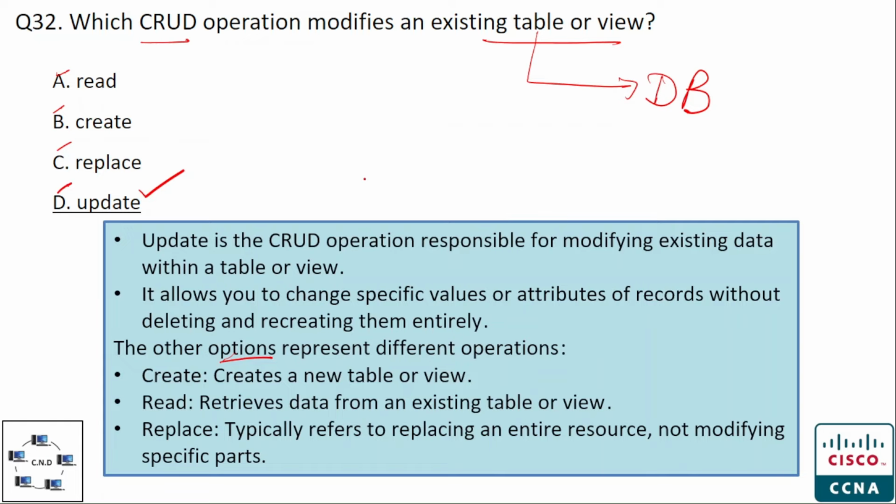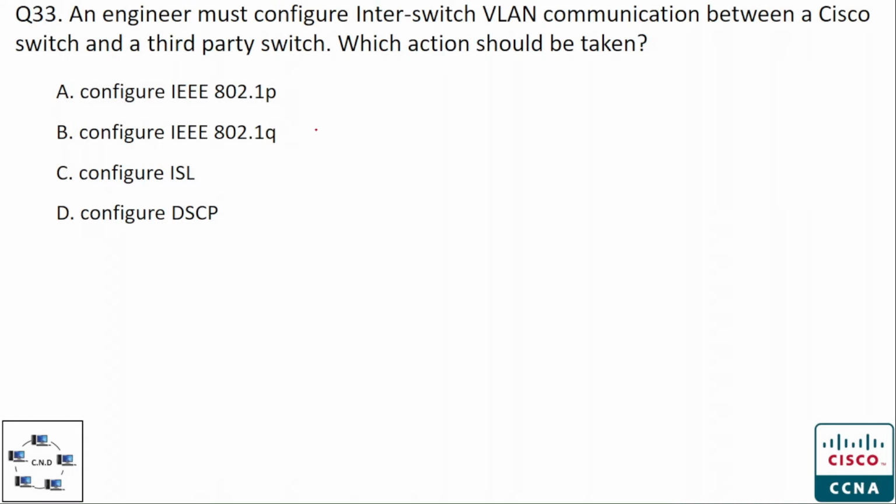Let's move forward to question number 33. An engineer must configure inter-switch VLAN communication between a Cisco switch and a third-party switch. Which action should be taken?